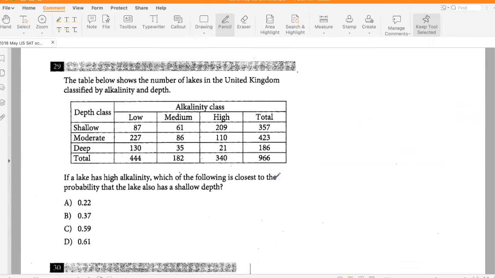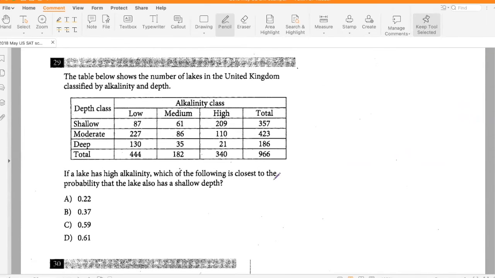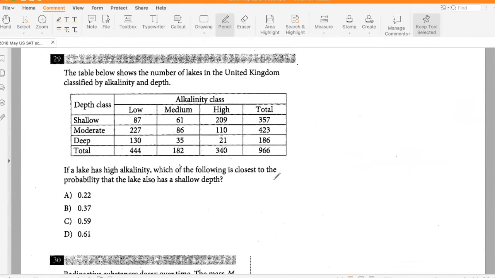The table below shows the number of lakes in the UK classified by alkalinity and depth. If a lake has high alkalinity, which of the following is closest to the probability that it also has shallow depth? So if it has high alkalinity, 340, it also has shallow depth, so 209. So let's plug that in, 209 by 340. That's 0.61. So D.